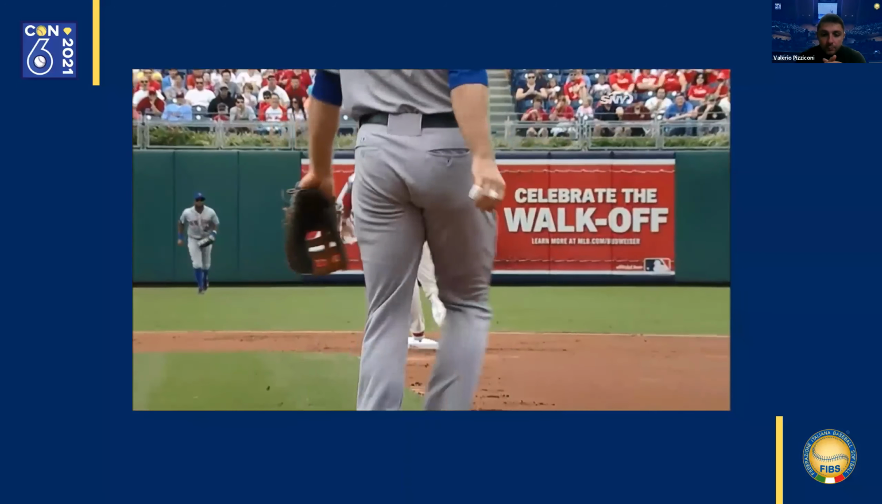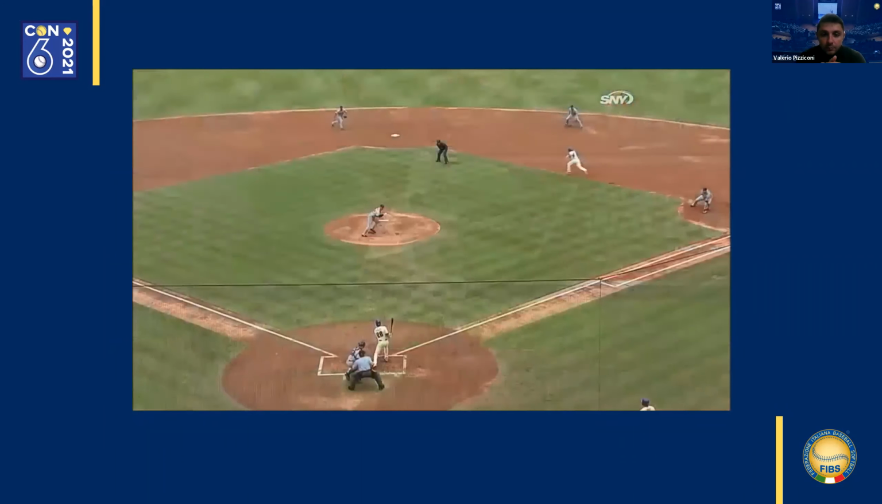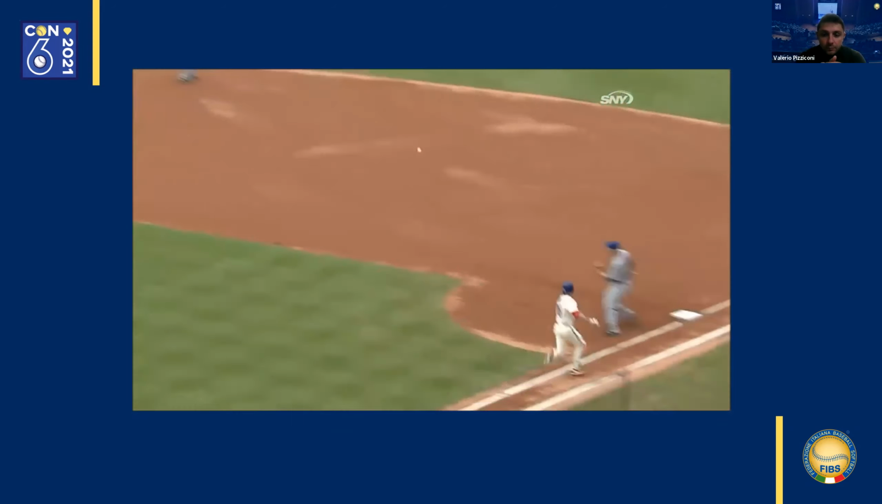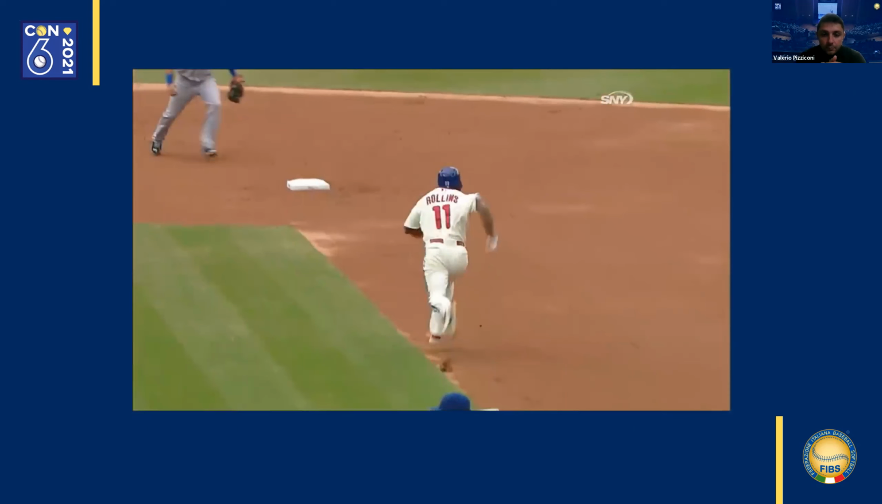Rollins makes the mistake of not picking up the ball. He's on a straight steal. And even on a straight steal, you've got to get a peek. Nice call there. Chris Guccione immediately signaled that he had been hit by the ball.